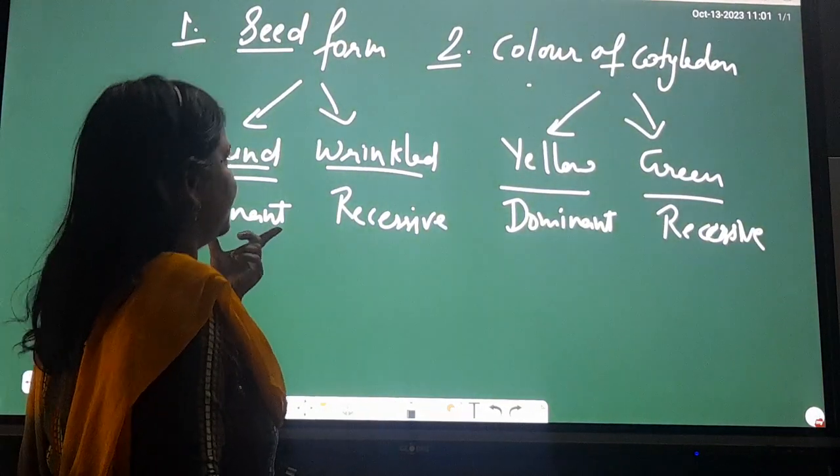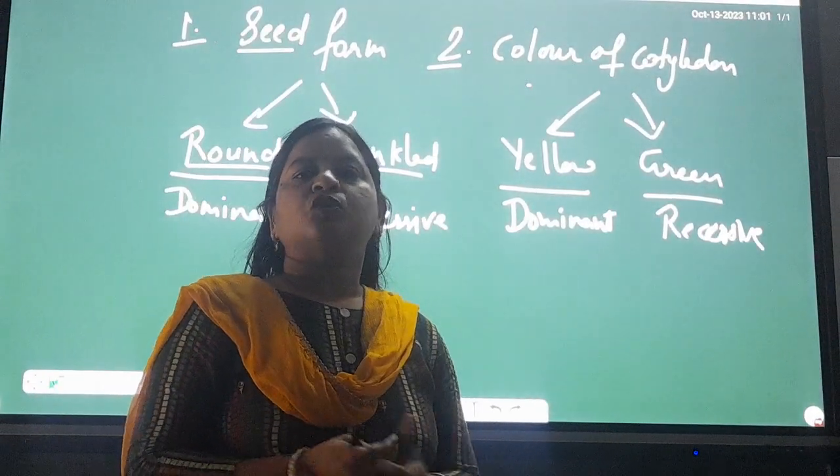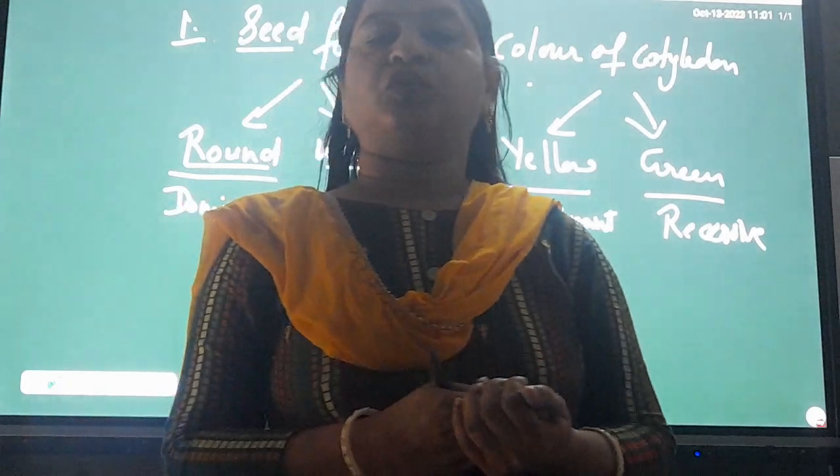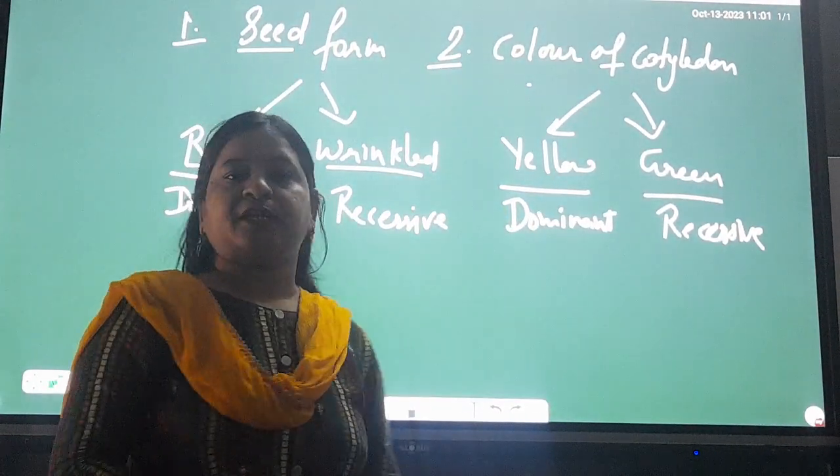He set the dominant and recessive characters on the basis of the monohybrid cross. The character that appeared more in those seeds was the dominant, and the character that appeared in the last seeds was the recessive character.